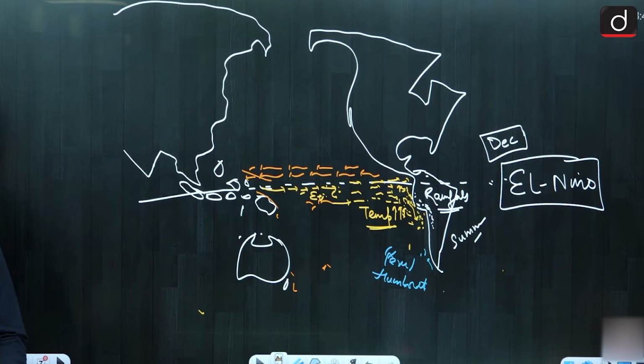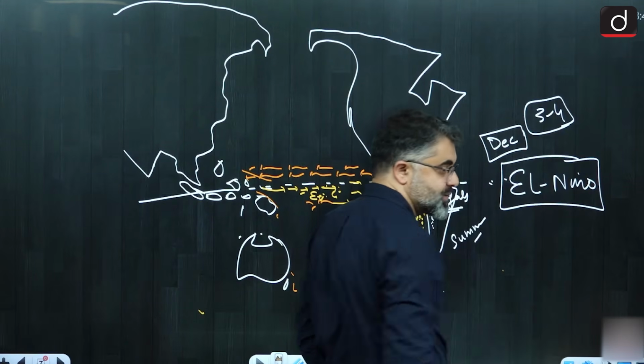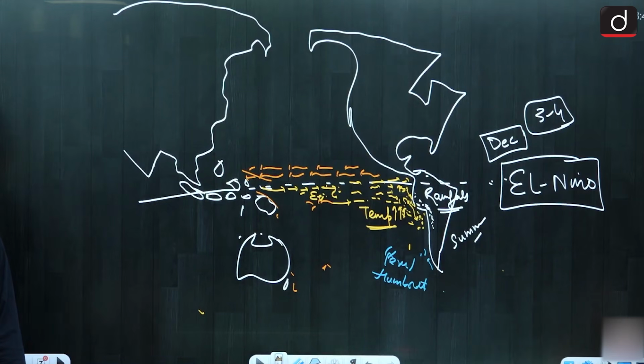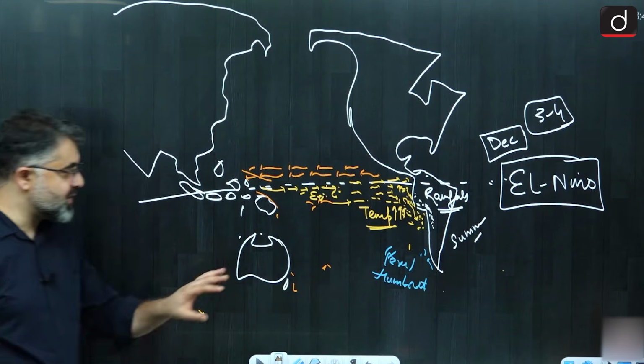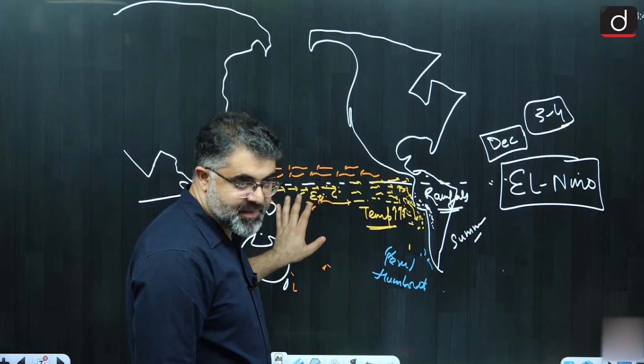Desert में बारिश हो रहा है और कितने साल बाद? लगभग 3 से 4 साल बाद. This phenomena, this El Nino, occurs 3 to 4 years. अभी 2023 El Nino year था. So what happens in this El Nino year is the eastern Pacific Ocean is abnormally warmer than western Pacific Ocean.